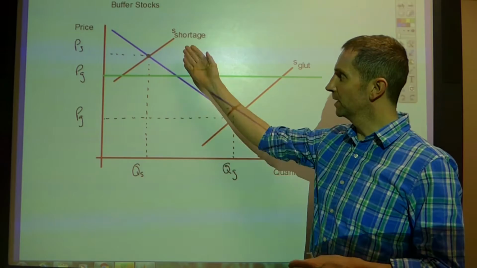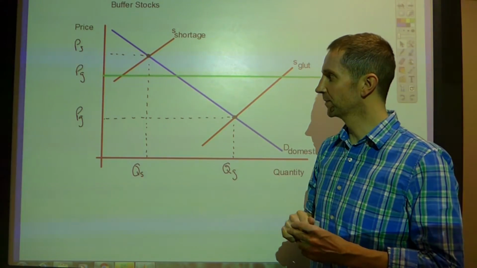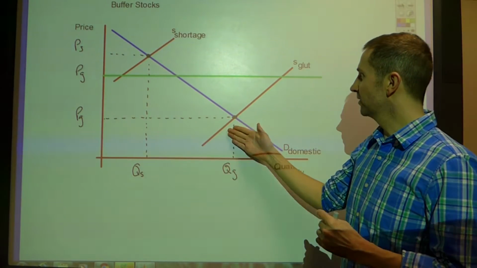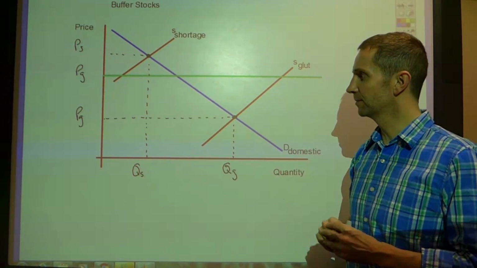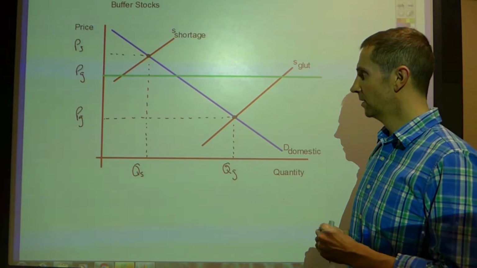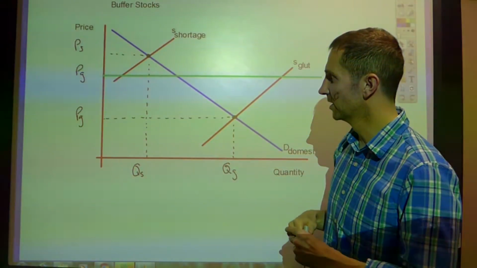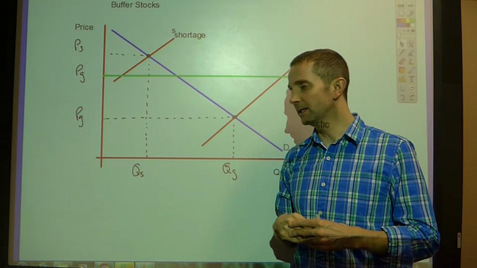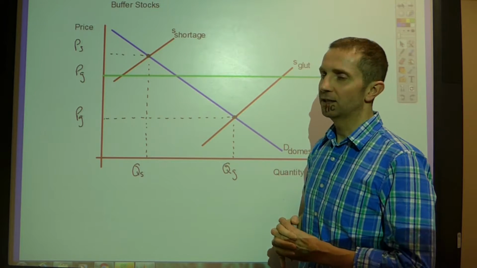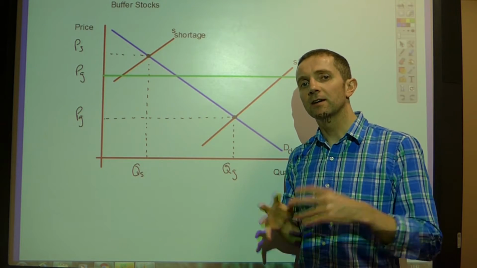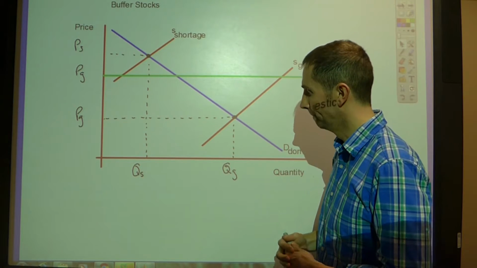Number one, we have a supply of an agricultural crop when there is a shortage. We have a supply of an agricultural crop when there is a bumper harvest or a glut, as referenced in the text. And we then have PG, which is the guaranteed price. So this is the price that, in this instance, the Common Agricultural Policy, for example, is trying to maintain via the use of this buffer stock scheme, this buffer stock program.